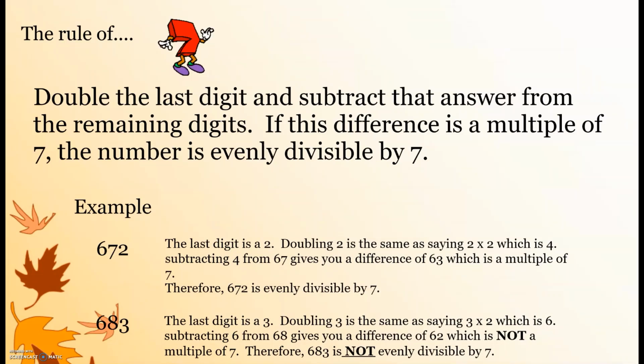The rule of 7. Now, I know many of you probably have not learned a rule for 7, but I have discovered one and I love using it and I think it's actually quite fun. So I'm going to slow down on this rule because I know many of you have not seen it. What you want to do is double the last digit and subtract that solution from the remaining digits. If the difference is a multiple of 7, the number is evenly divisible by 7.